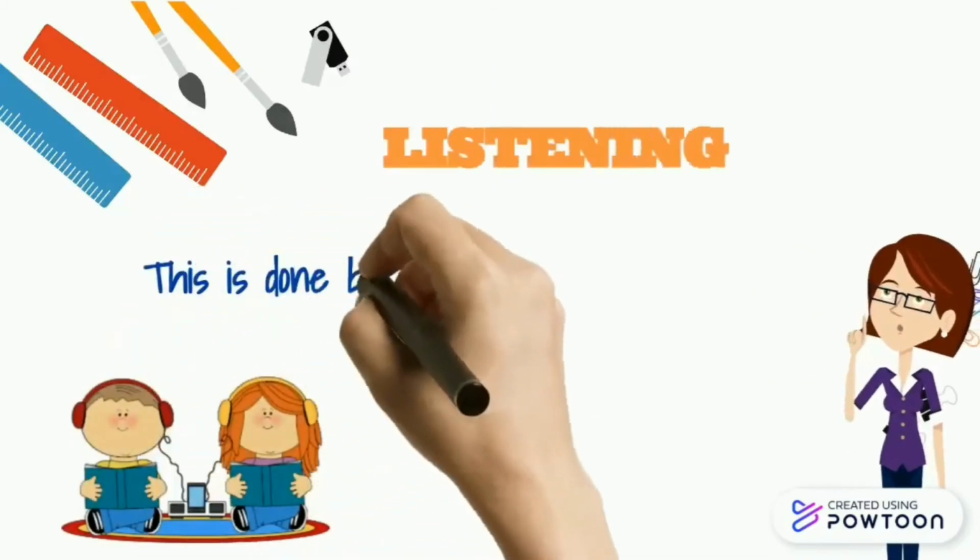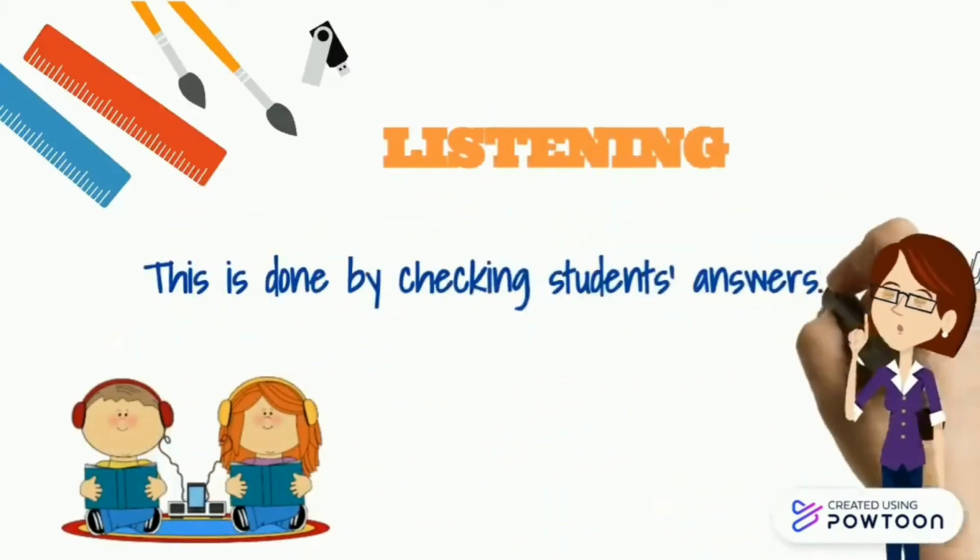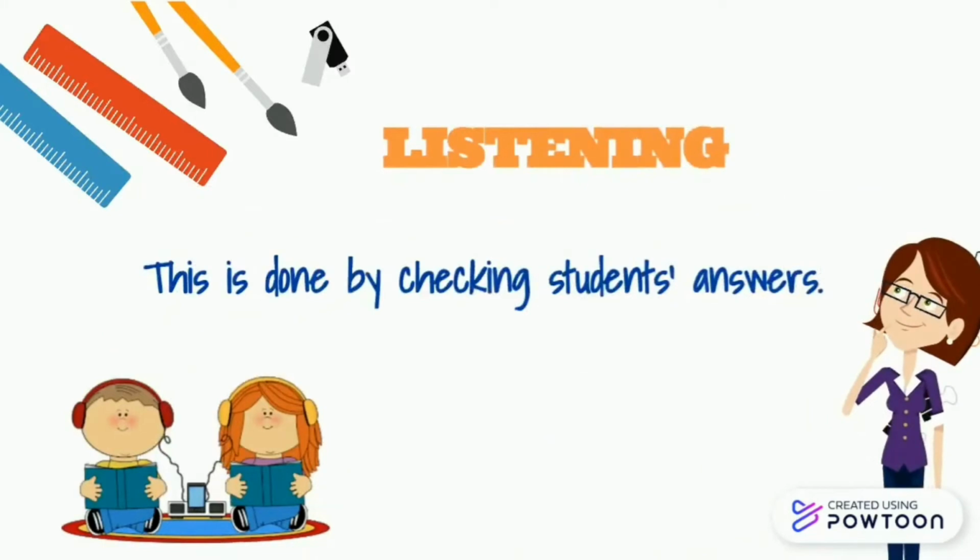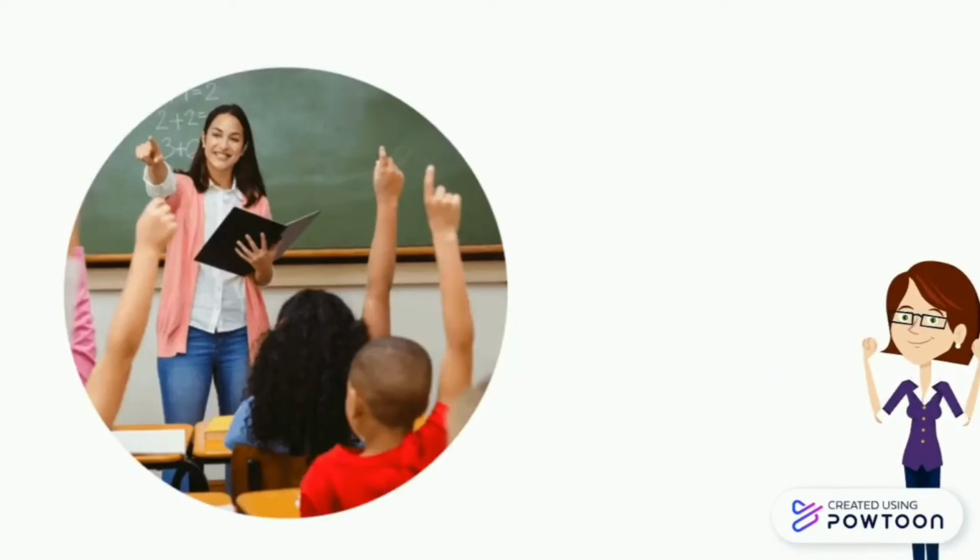Listening. This is done by checking the students' answers. For example, after listening to a recording, the teacher should elicit scores by checking one by one. Otherwise, she or he will not be aware of the student's learning. However, the teacher can also ask questions to the class as a whole in relation to particular questions.